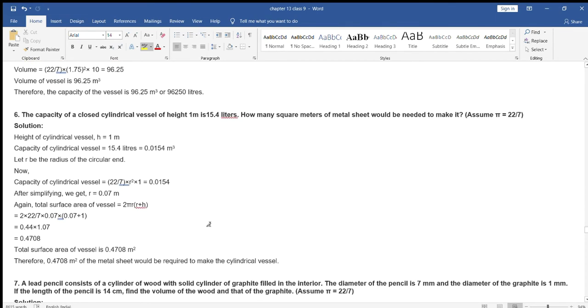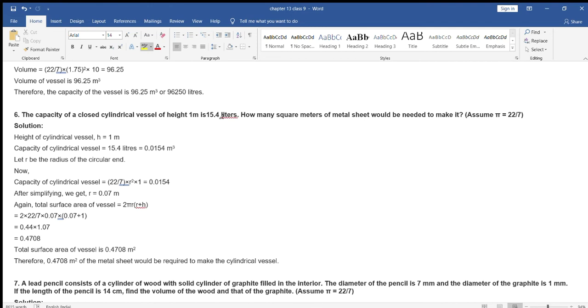Okay, now see here question number 6. The capacity of a closed cylindrical vessel, height is given to us and the capacity is given to us. Now the question is, how many square meter of metal sheet would be needed to make it? Means we are talking about total surface area. हमें total surface area find out करना है.